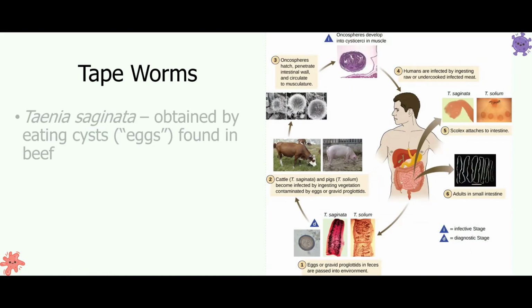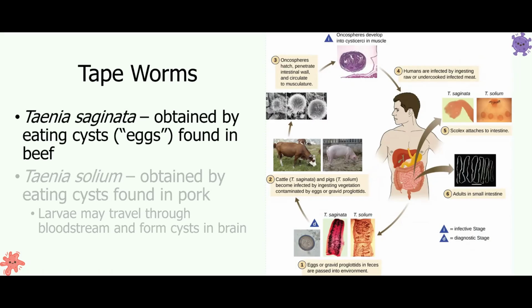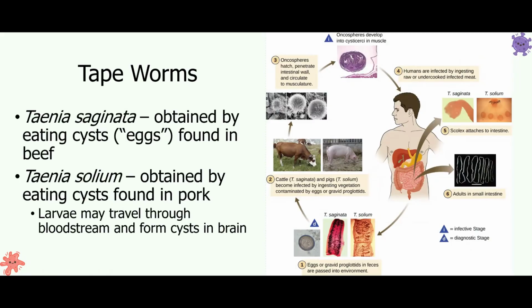Tapeworms are flat, and there's really two main tapeworms. There's Taenia saginata, which is found in beef, and Taenia solium, which is found in pork. Now, when you eat beef or pork, you're not eating the whole worm. You would obviously notice that. And you're not actually eating the eggs either. You're actually eating what we call the cyst. So I put eggs in quotation marks, but it's actually called the cyst. It is a part of the life cycle of the worm. So here's the worm.